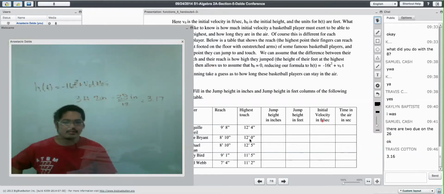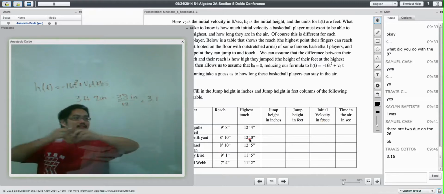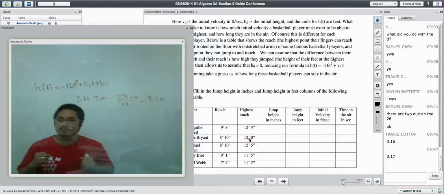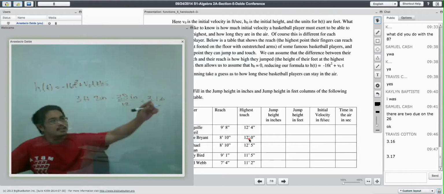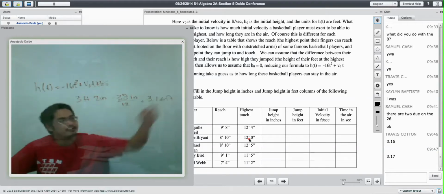There we go. Oh, I got it the first time. It's 3.16. I am so smart. I just made it up. All right. Anyway, that's their feet. That's how many feet they can get to.